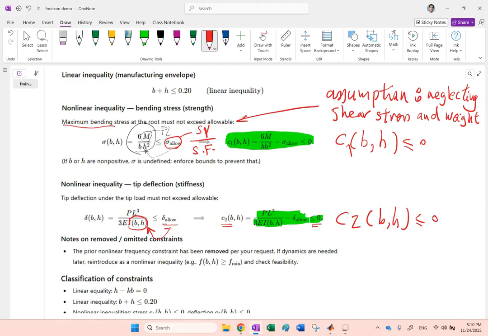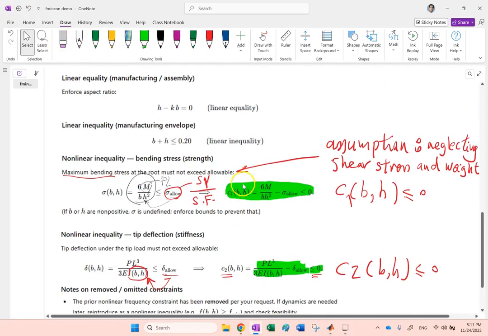So two of them here. You might even want to add something like the minimum frequency is so much, right? So we can look at the vibrations as well. And from vibrations, you calculate the natural frequency of a cantilever beam, and set a limit on that. That's another nonlinear inequality if you want. Okay, what else do we have?